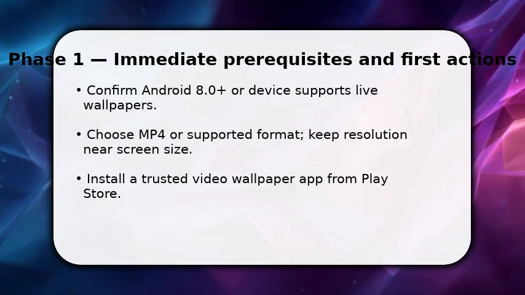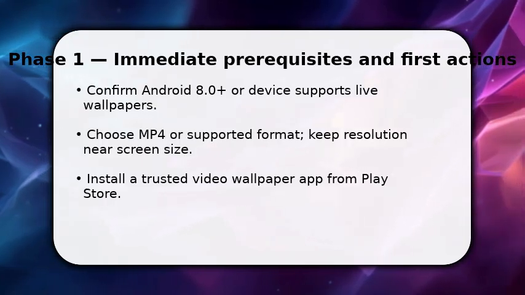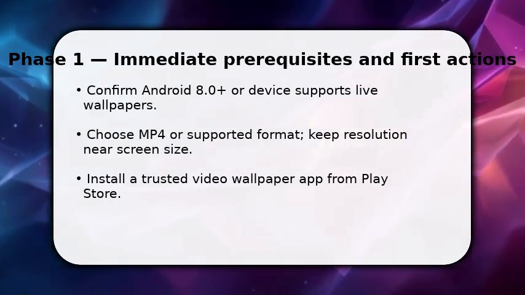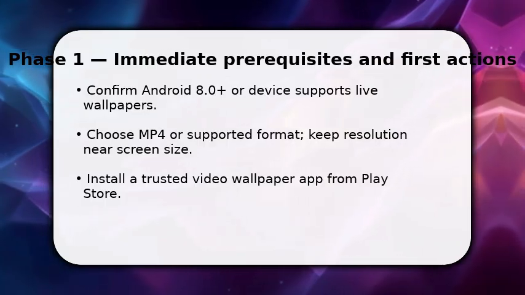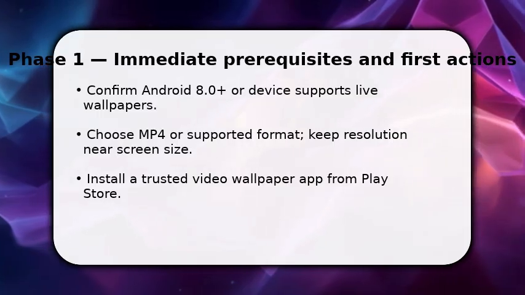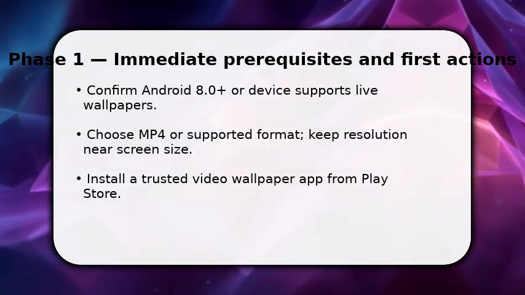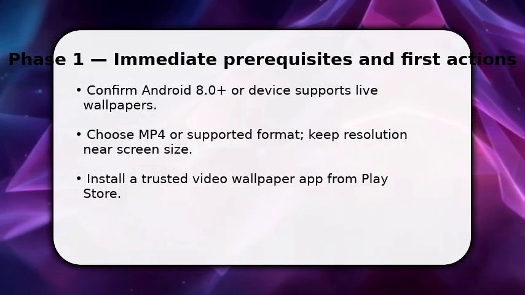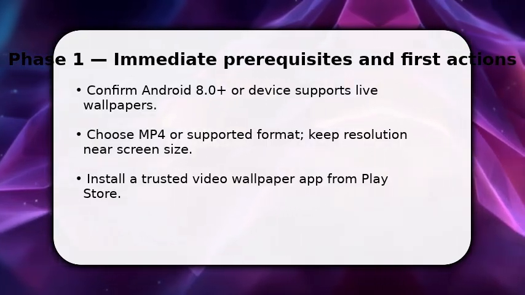You begin by preparing the file and app. Pick a short MP4 that matches your screen resolution so playback is smooth and battery use is reasonable. Once you have the file, install a reputable video wallpaper app and grant it storage and display permissions. This lets the app read your video and set it as wallpaper.